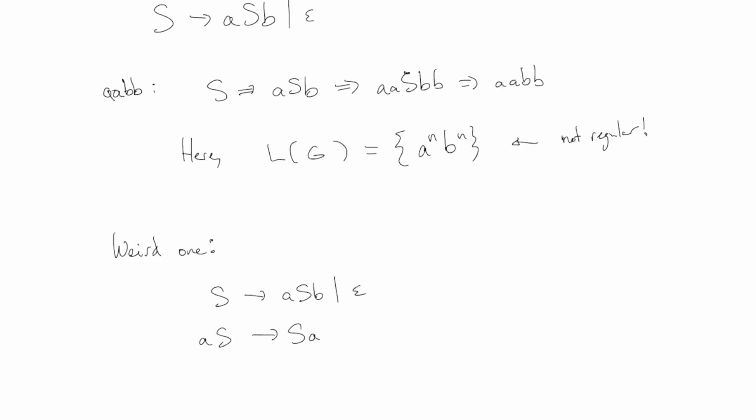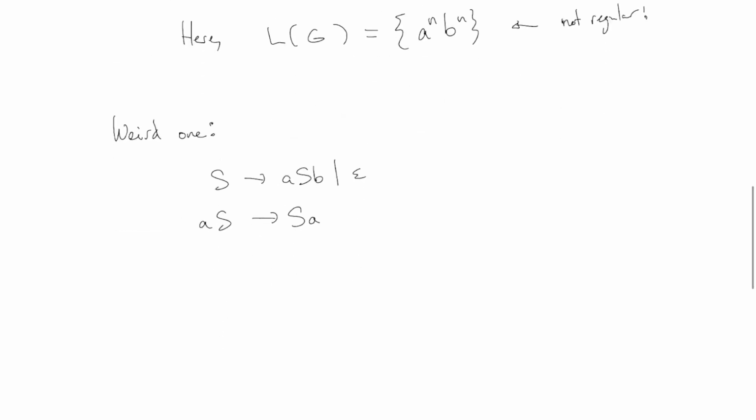So the first line looks fairly normal. The second line says AS goes to SA. Remember, you should consider these as substitution rules. What the first line says is, if you ever see S, you can turn it into ASB. The second line says if you see A next to S in this way, you can swap it and make it S next to A, all right?